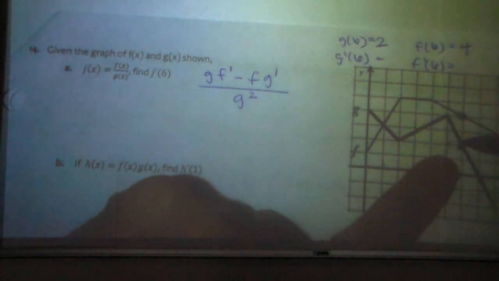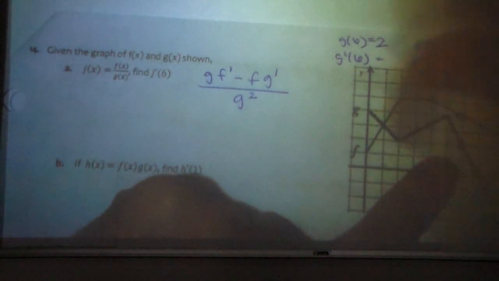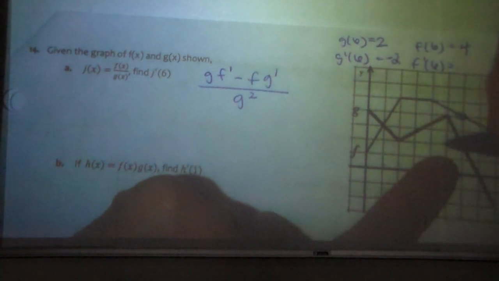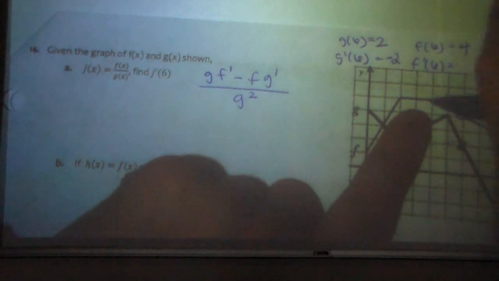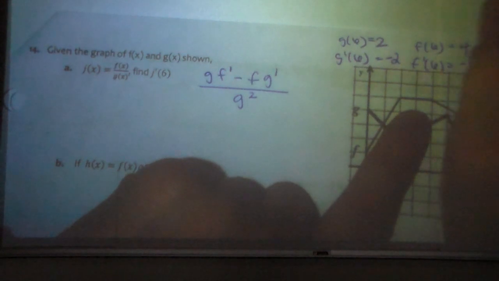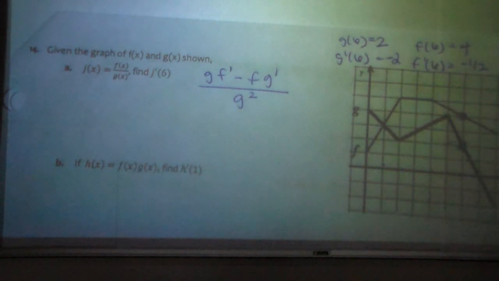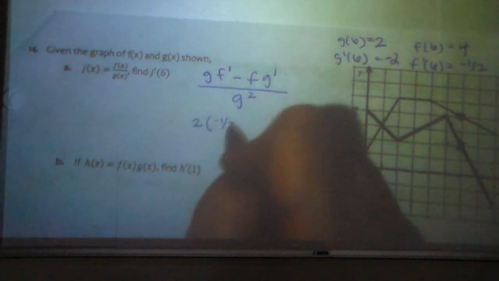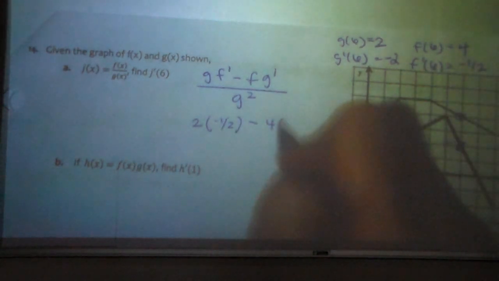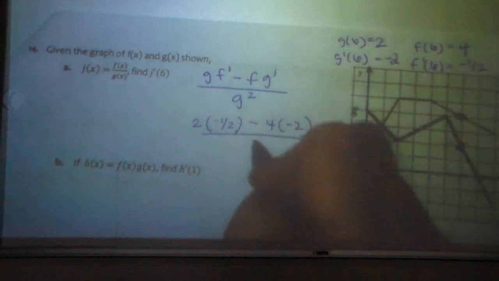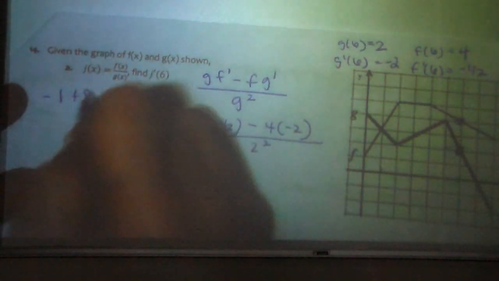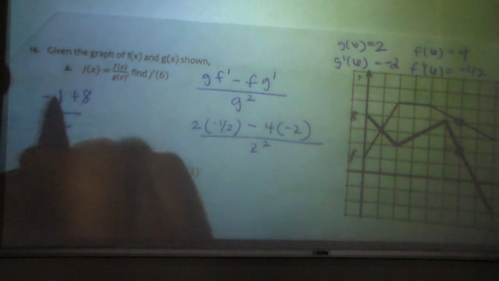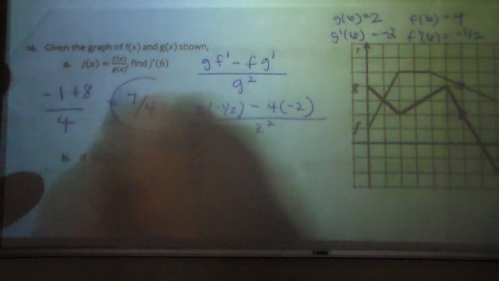G prime, this is definitely a negative slope. I'm going down 2 and over 1, so that's the slope of negative 2. Rise 2 over run 1. F prime is definitely negative, but now I'm going down 1 and over 2. Rise of 1 over run of 2 is negative 1 over 2. Now we plug in, that's 2 times negative 1/2 minus 4 times negative 2, over 2 squared. This is just negative 1. This becomes plus 8 over 4. 8 minus 1 is 7, so then 7/4.